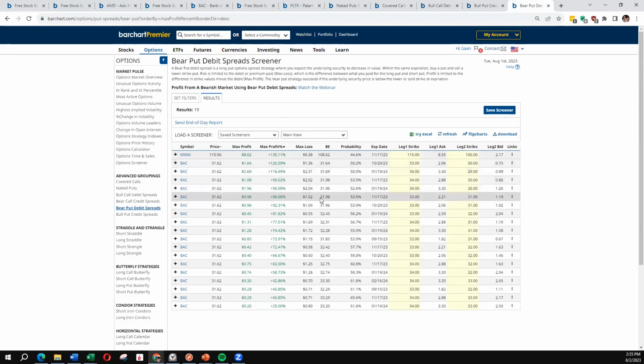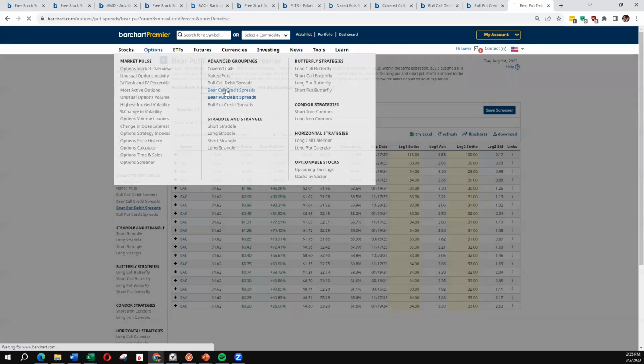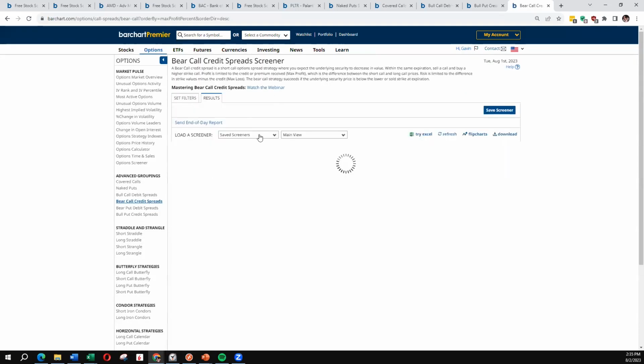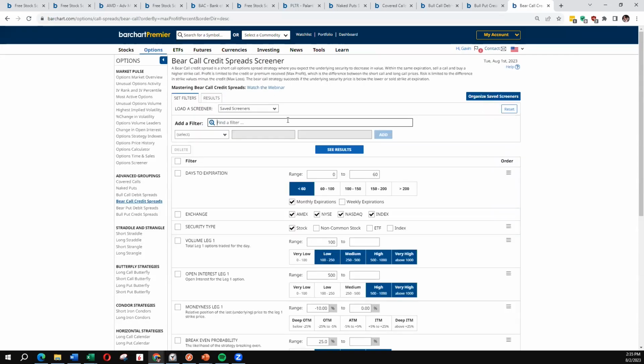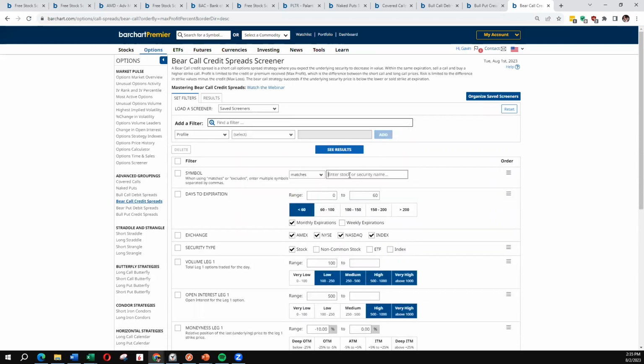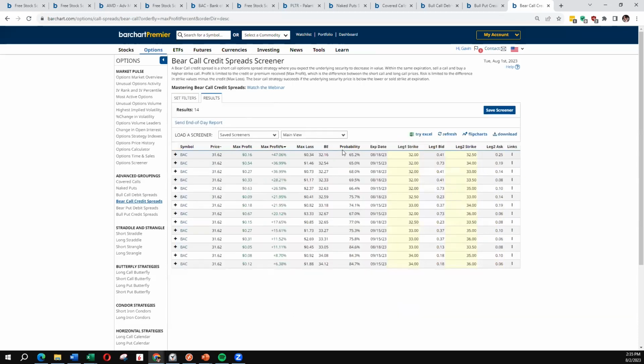So scanning through, typically I'm going to want to be out of the money, but not looking like we're getting too many of those. Maybe better to use a bear call spread screener in this case, which we can take a quick look at. Let's see if we get any with our default parameters. Yeah, so we're getting a few for Bank of America.